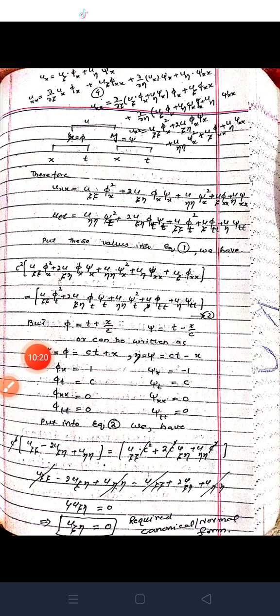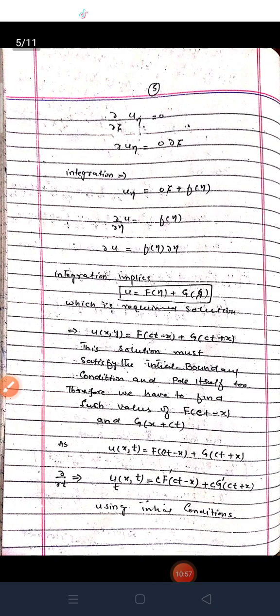Because I can write this number in this manner, now taking the derivative of this number with respect to x is equal to 1, with respect to t is equal to c, and the double derivative of both numbers is equal to 0. Similarly, the derivative of psi with respect to x is equal to -1, and with respect to t is equal to c, and both double derivatives are 0. Putting all these values into our equation number 2, we get it in the simplest form, u zeta eta is equal to 0, which is the required canonical form of the partial differential equation.